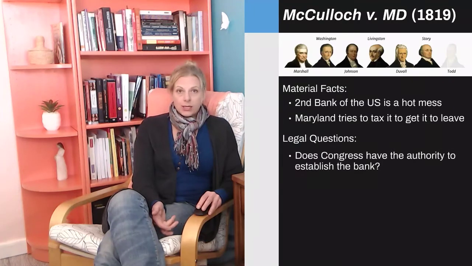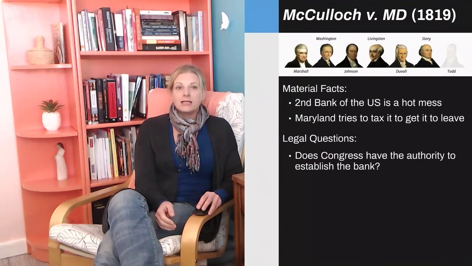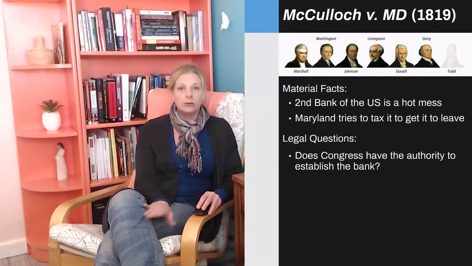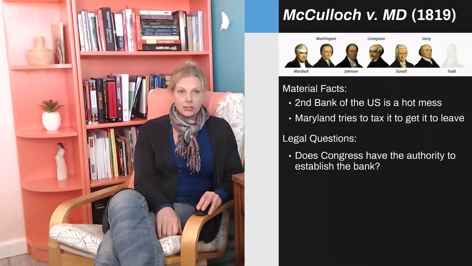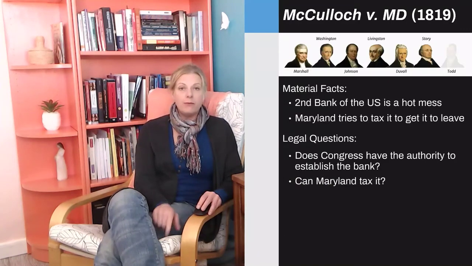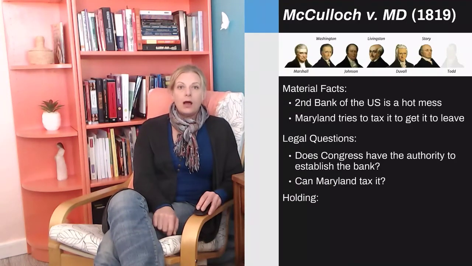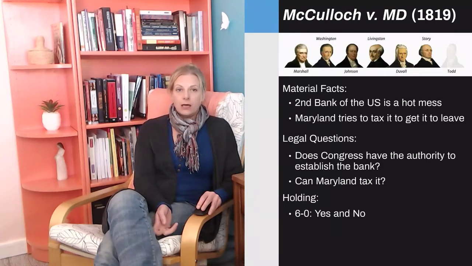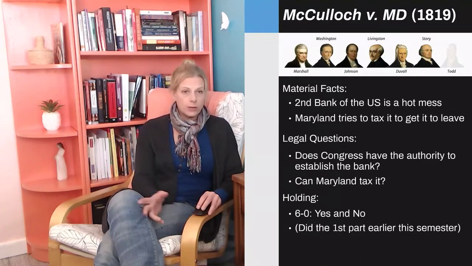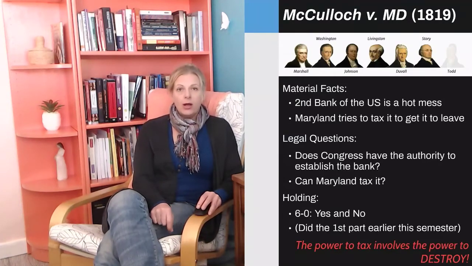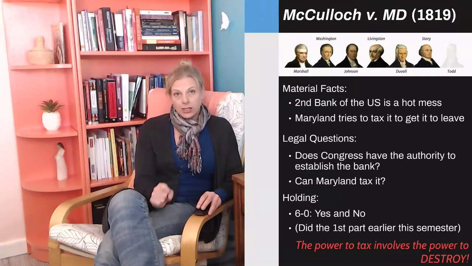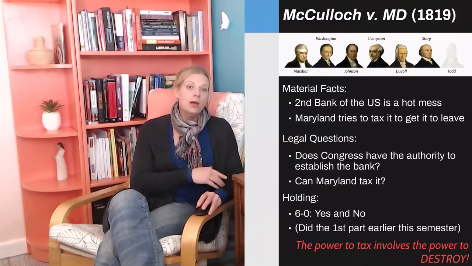And so the legal questions, the first one, of course, was whether Congress has the authority to establish the bank, and we dealt with that in an earlier session. But then the second question was whether Maryland could actually tax the bank. So the holding here, this was a unanimous decision written by Chief Justice Marshall, and the answers here are yes and no. And we did the first one earlier in the semester, but the second part, the main rationale that we see in this opinion involves this really interesting and famous quote: "The power to tax involves the power to destroy."